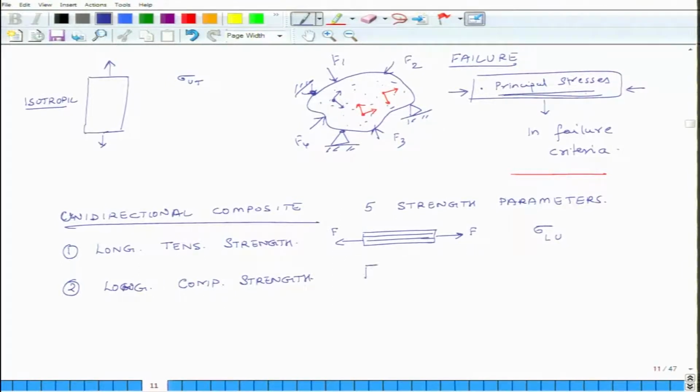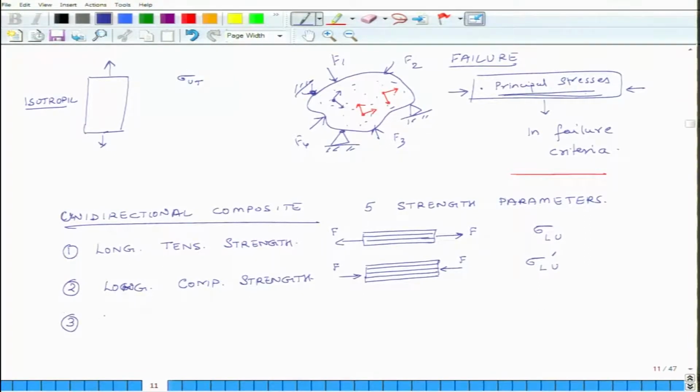Okay. So, what do we do in longitudinal compressive strength? You take the same sample and you subject it to compression, and here also the fibers are aligned with the direction of the external stress. So, you are compressing it in the longitudinal direction, and this we call sigma L U, but this is compressive. So, to differentiate between compression and tension, we put an apostrophe here. So, that is sigma L U prime.